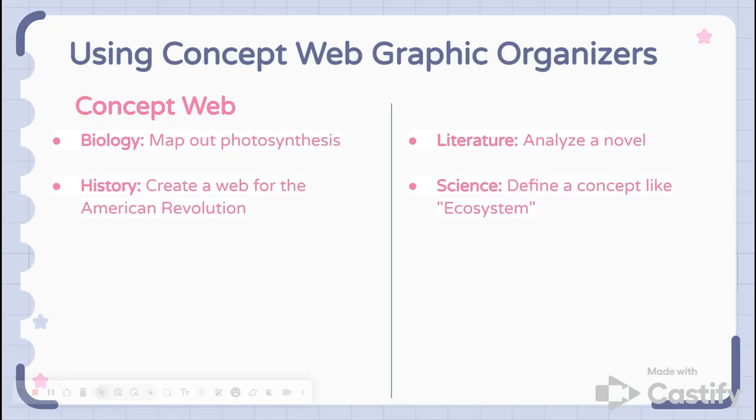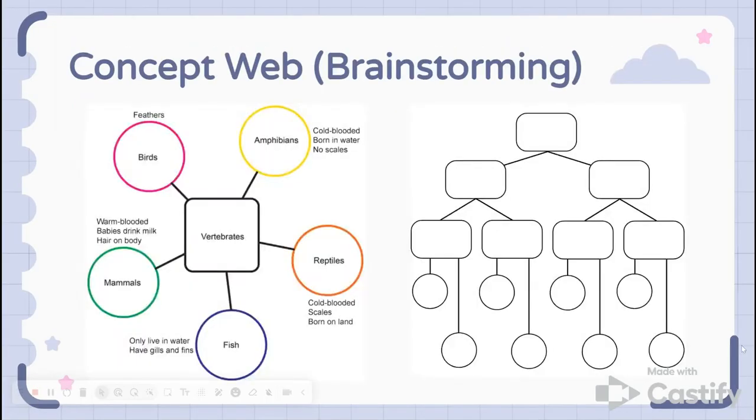In science, you could use the concept web graphic organizer to define a concept like ecosystem. Maybe list examples, describe characteristics, and identify related concepts like food web or habitat. Here are some examples of concept web or brainstorming graphic organizers.